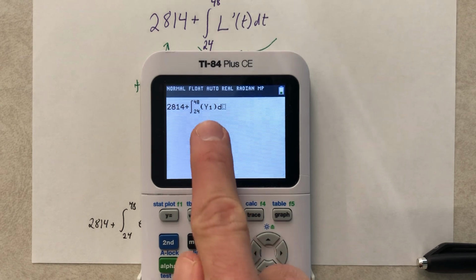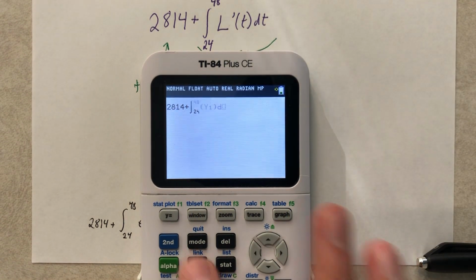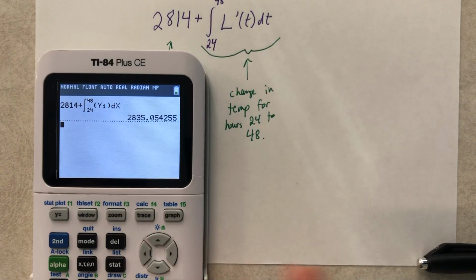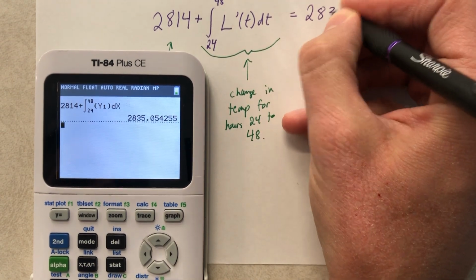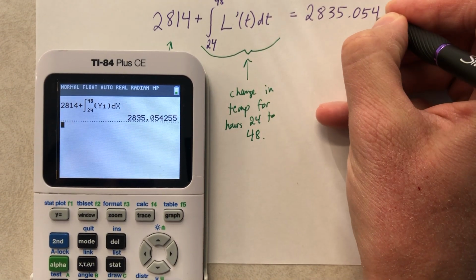Now, my function is defined with x in the calculator. On paper, it's defined with a t. Either way, just be consistent with what you're doing. It takes a minute, and there you go. So hopefully you're realizing what's happening here. Let me write down the final answer. 2,835.054, always 3 decimal places in this class. Let's put degrees Fahrenheit because that's what it is.